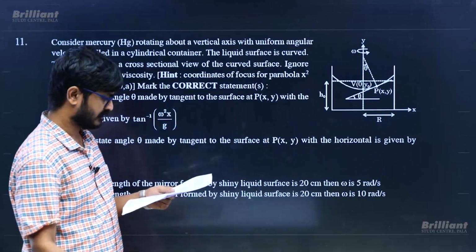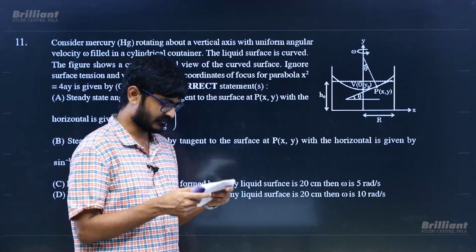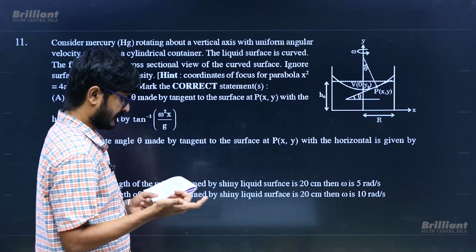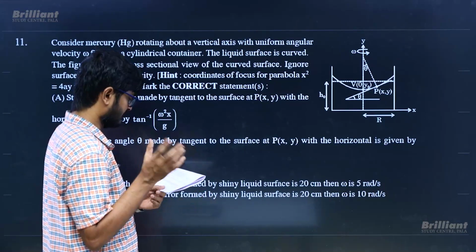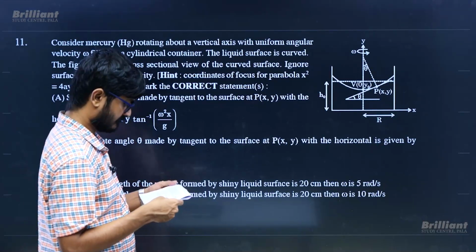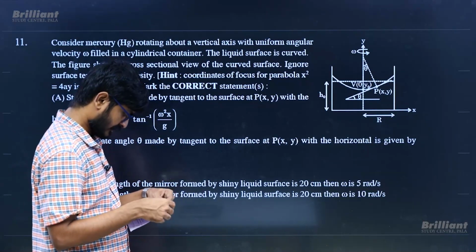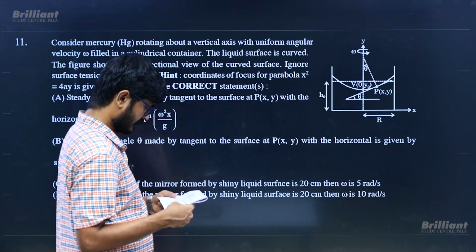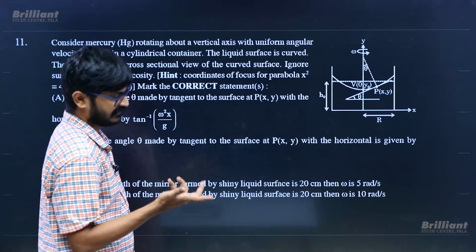Going to the next question. Consider mercury rotating about a vertical axis with a uniform angular velocity, filled in a cylindrical container. The liquid surface is curved. The figure shows the cross-sectional view of the curved surface. Ignore the surface tension and viscosity. Hint: coordinates of the focus of the parabola x square equals 4ay is given by (0, a). So basically that's a fluids question.